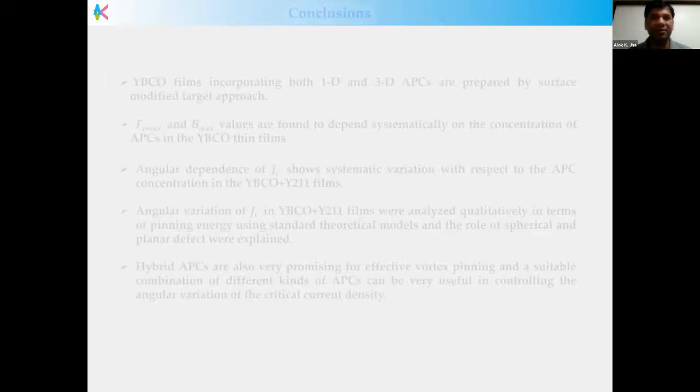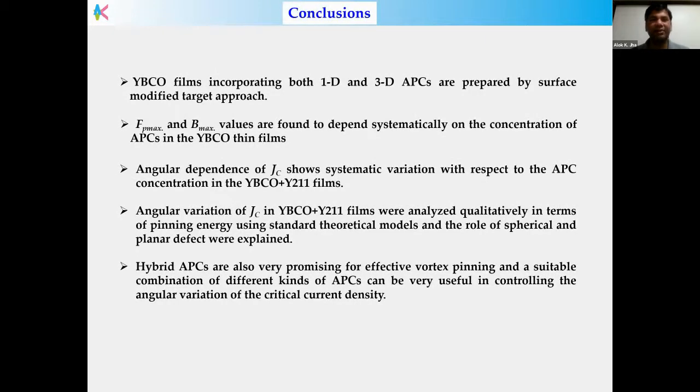So following are my conclusions. YBCO films with both 1D and 3D APCs are successfully grown, and the pinning force density values are found to depend systematically on the concentration of the artificial pinning centers. Angular anisotropy can also be controlled depending upon the concentration of both columnar and spherical nano inclusions.